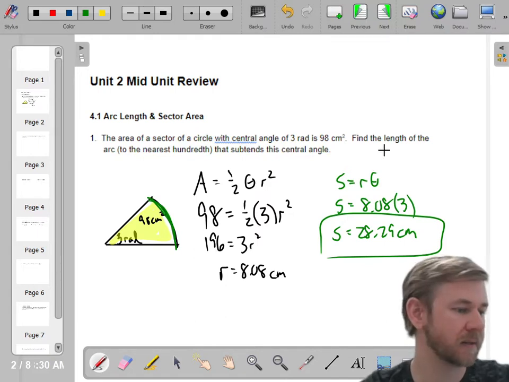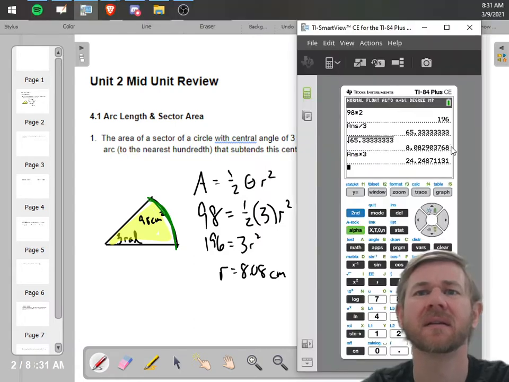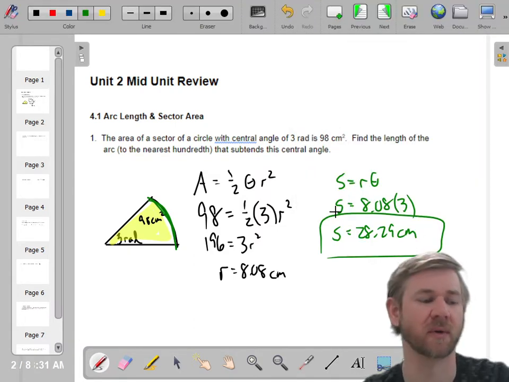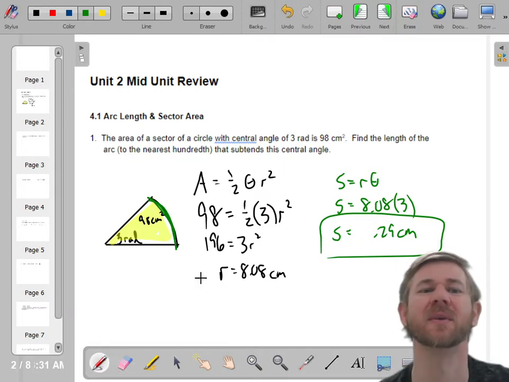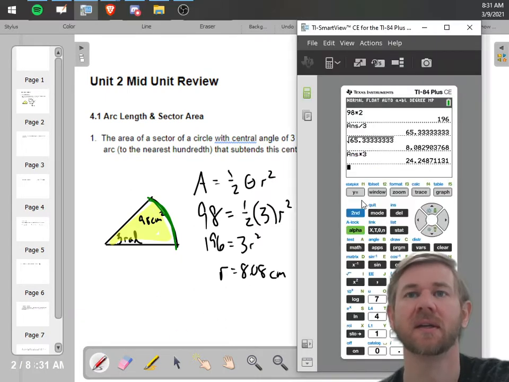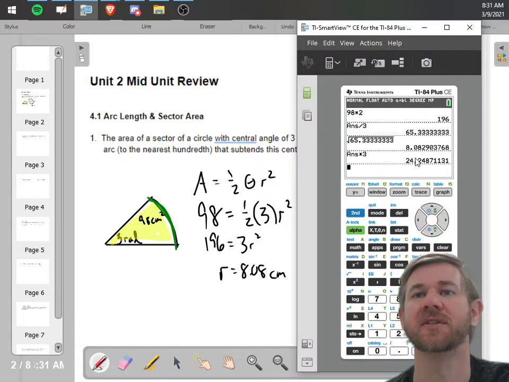All right. Let's try another one. Wait, did I say 28? I don't know why I put 28. It's 24. I'm looking at it like 8 times 3 is not 28. 24.25. I should really just screenshot this number so I stop messing this up.